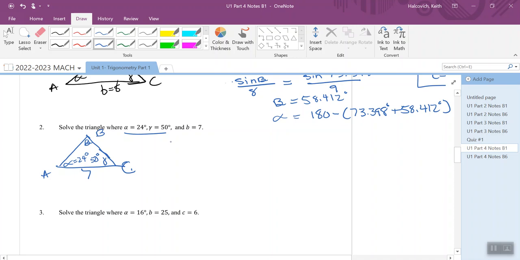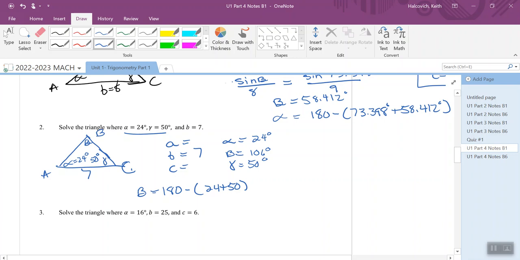We can use that to find the third angle, right? Because if we go for beta, if we go 180 minus 24 plus 50, then we will get 106 degrees. So there we know the angles. We also know side B.